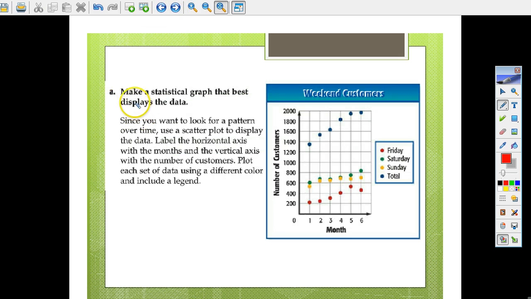Okay, so based on the data, you make a graph that will display the data we just saw. Red was Friday, green Saturday, yellow Sunday, and that's the total. Since you want to look for a pattern over time, use a scatter plot to display the data. Label the horizontal axis with the months, and the vertical axis with the number of customers. Plot each set of data using a different color and include a legend. That means include this part right here to explain what it is.